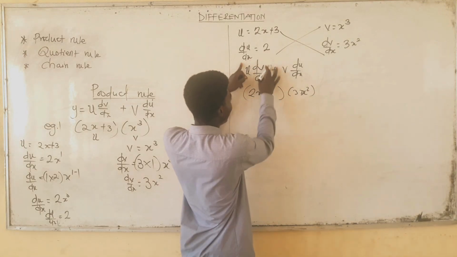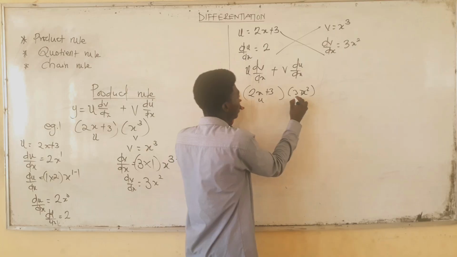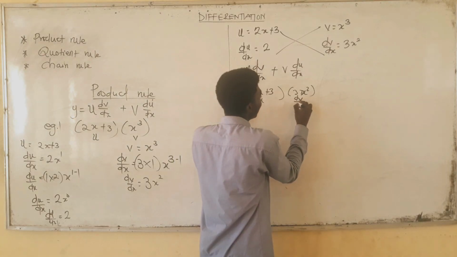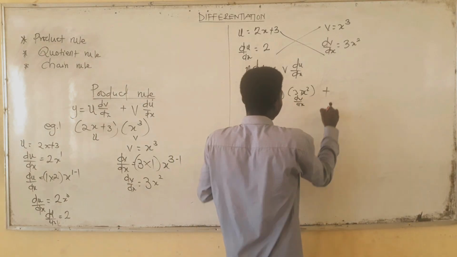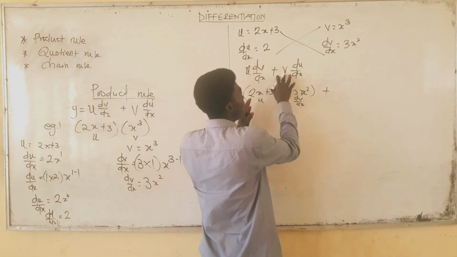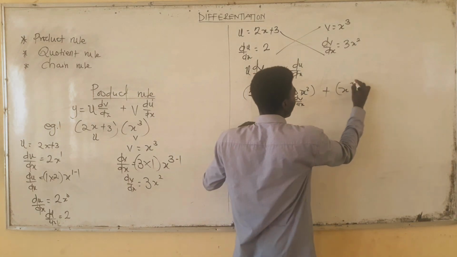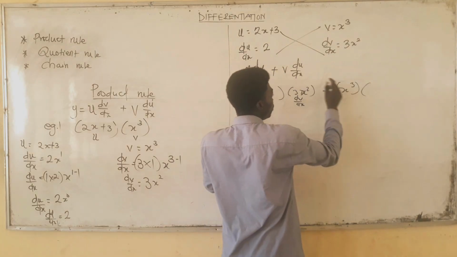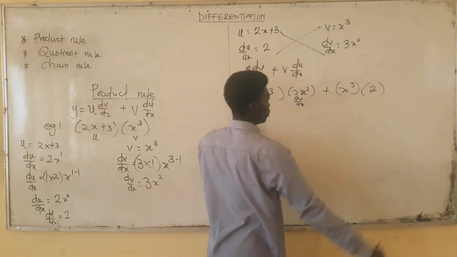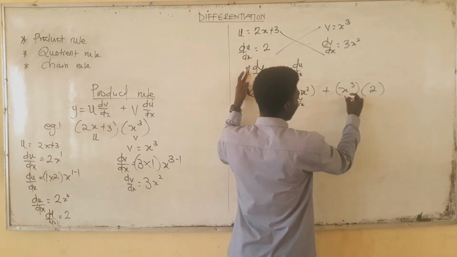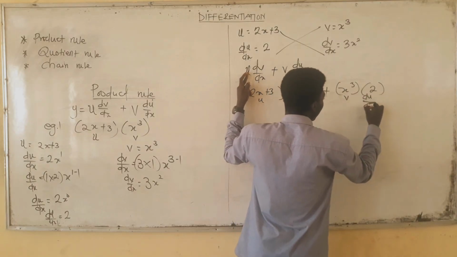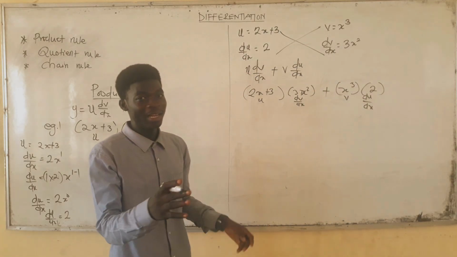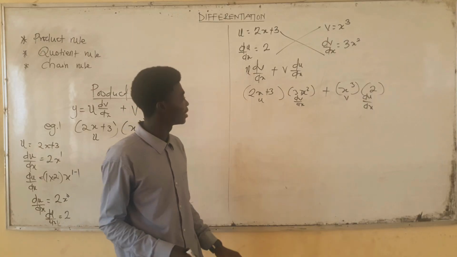So now this is the first one we've done. These are the dx. So plus, there's a plus here. And our v is what? x to the power 3, multiplying our du, which in this case is 2. So now this is our v, this is our du dx, and that is how the product rule works.